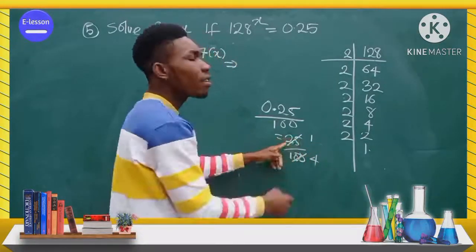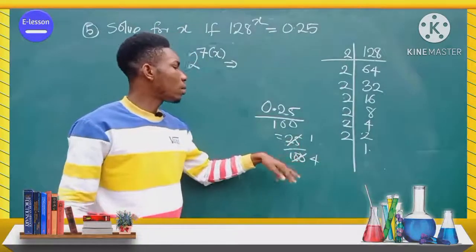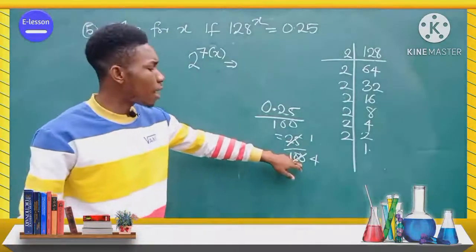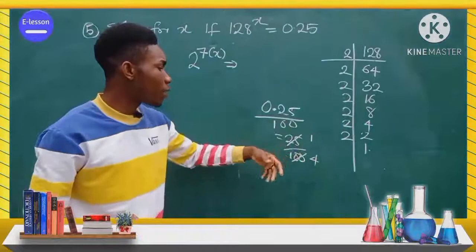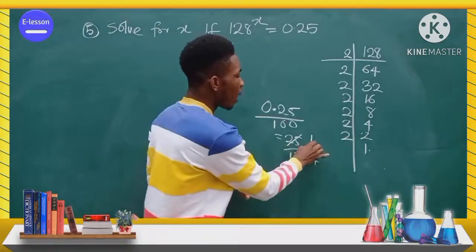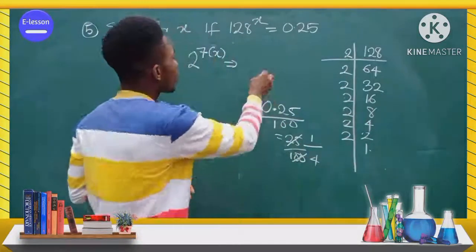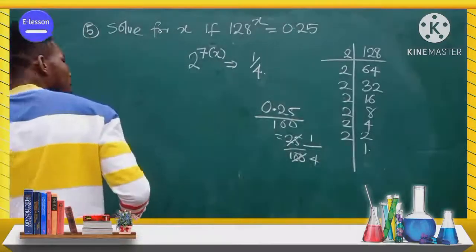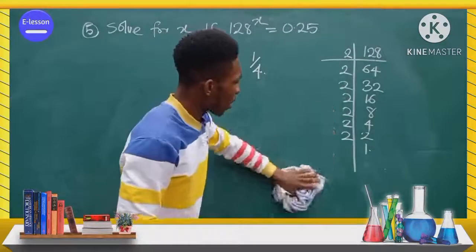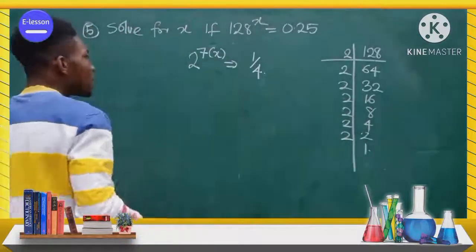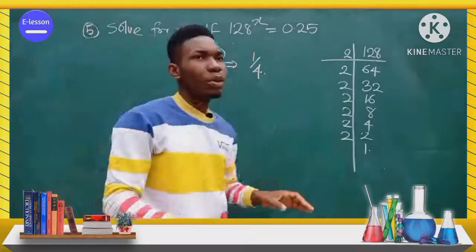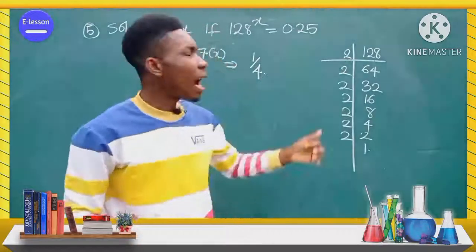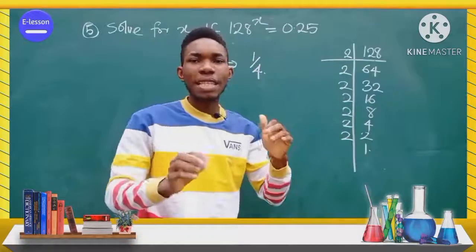4, because 25 divided by 25 is 1 and 100 divided by 25 is 4. So we have 1 over 4. So the fraction here is 1 over 4. Now, have we gotten our answer? We've not gotten to our answer. What we do is break this one down to its indices. How do we break 1 over 4 to its indices?